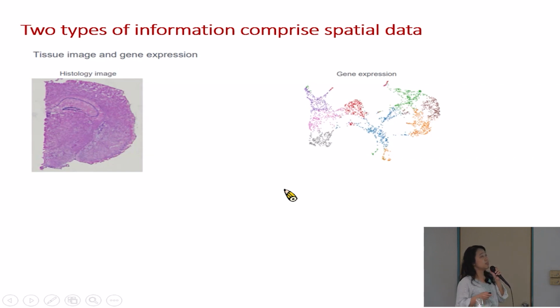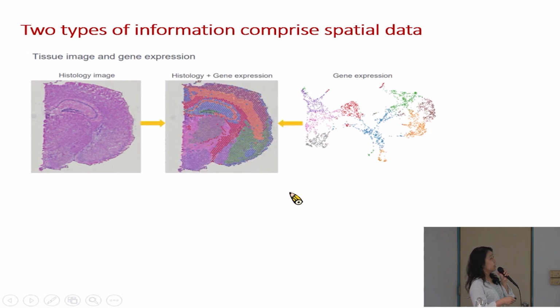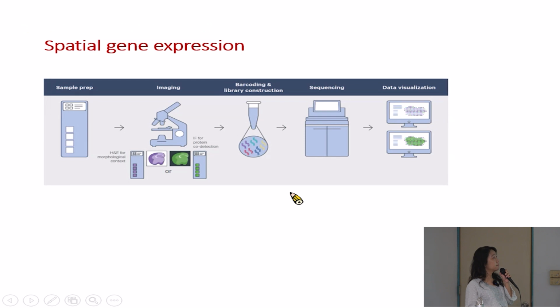So the spatial data is mainly comprised of two signals. It contains the histology image and the gene expression profiling. Then we can combine these two data together to get the histology and gene expression profiling. That's called spatial transcriptomics.